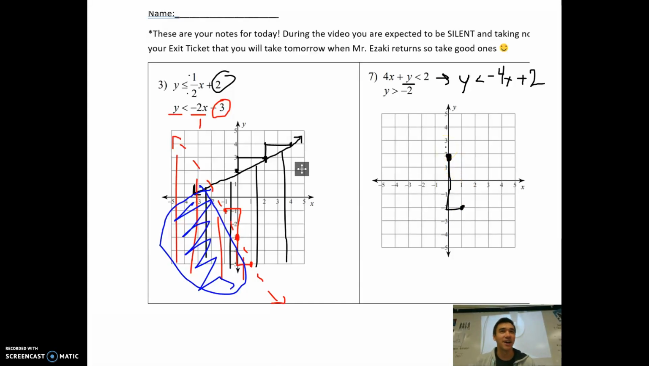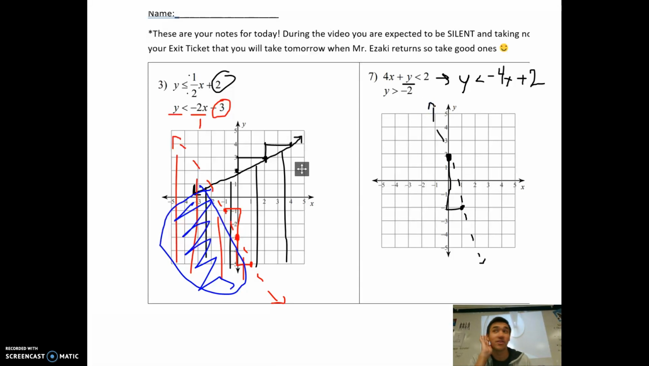Now, it is y is less than. So think to yourself, is it solid or dotted? If y is less than, is it solid or dotted? Call it out. Dotted. It is dotted. So, not my best line. It is dotted. There we go. And are we done yet?